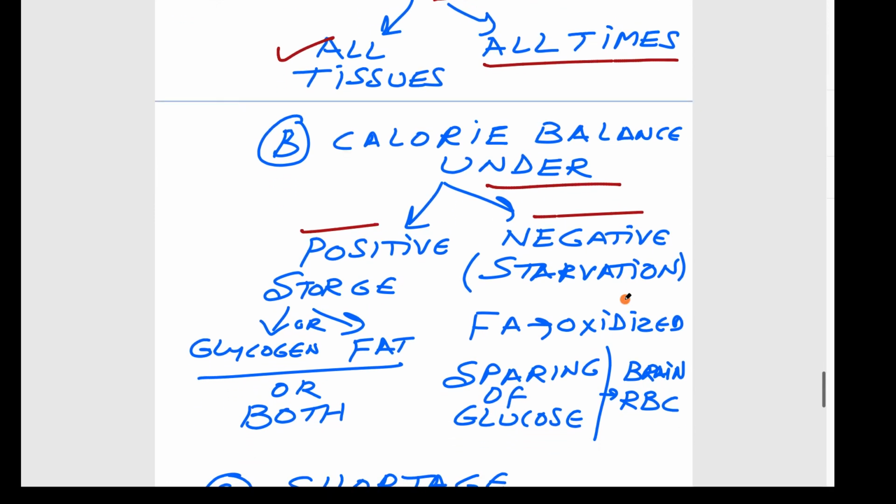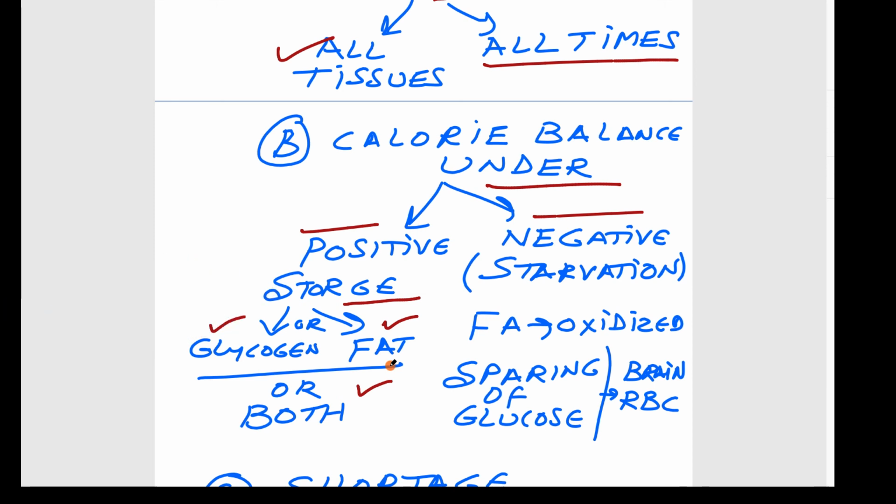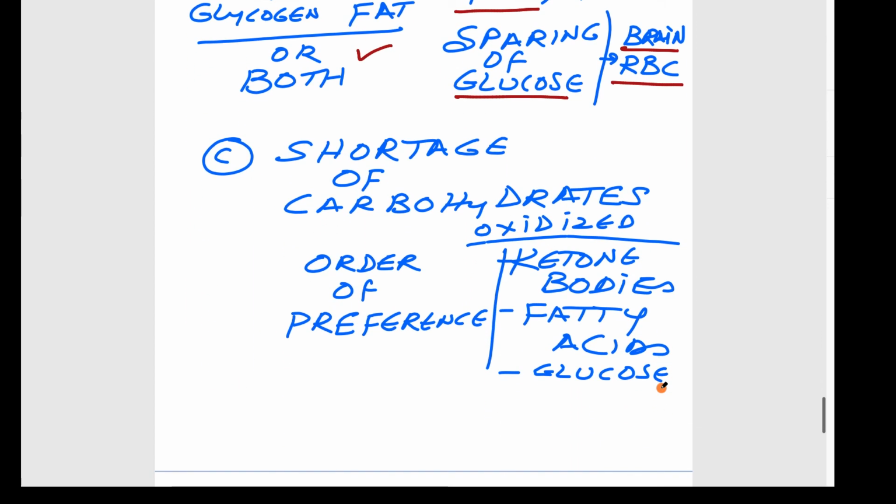In the positive balance, when food is supplied, storage takes place either as glycogen or fat, or both. In the negative, during prolonged fasting, fatty acids are oxidized, sparing glucose for tissues such as brain and RBC, where there is an absolute requirement of glucose. The third aspect is when there is no supply of carbohydrates: the fuels are oxidized in a preferential way, first ketone bodies, then fatty acids. If there is no other way, glucose will be used. This is the order of preference.